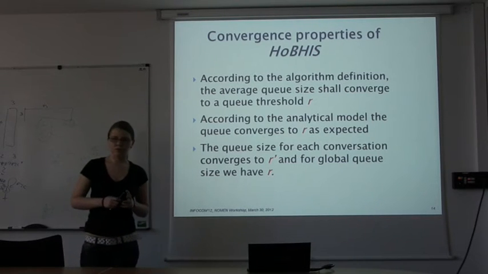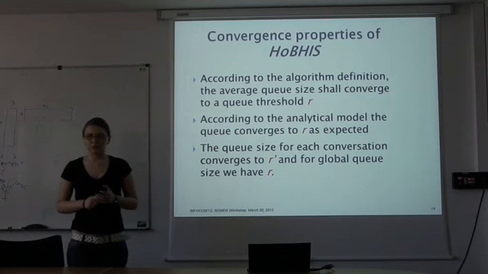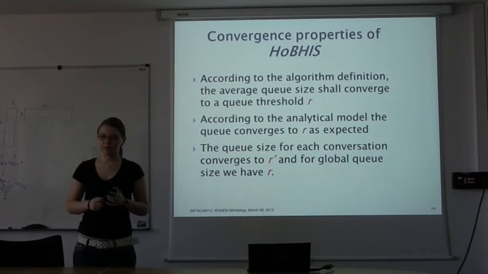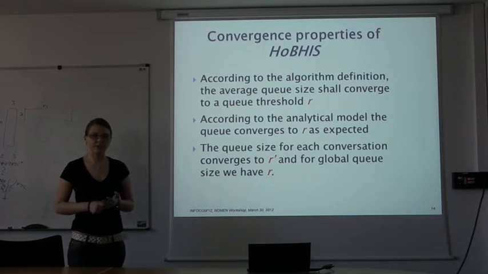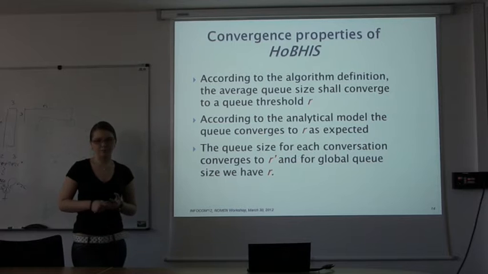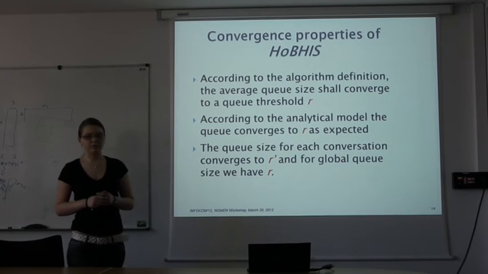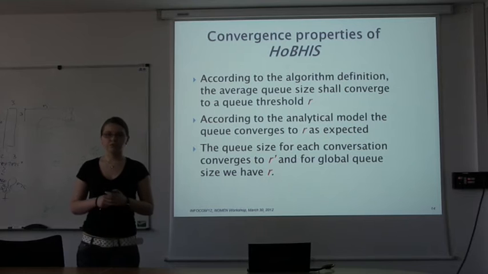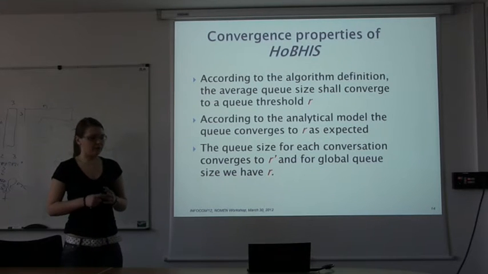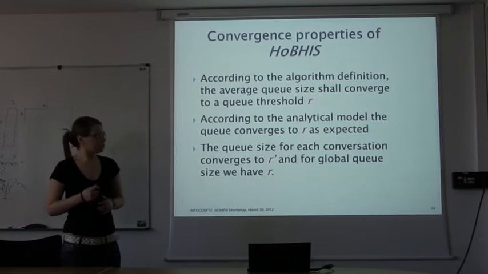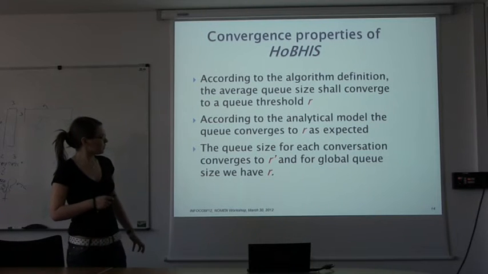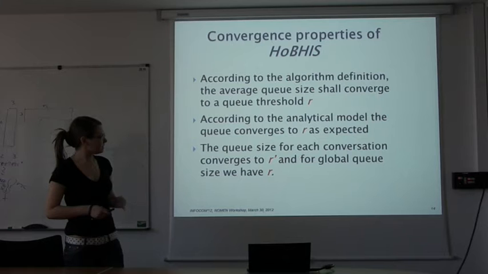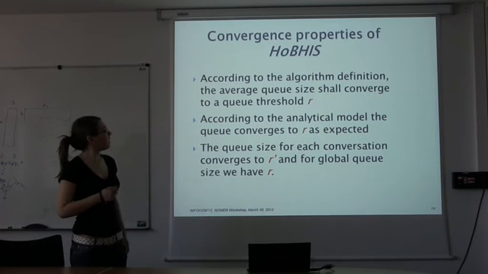According to the goal of our algorithm, the queue size should converge to the threshold r. And according to the analytical model that we have developed in our paper, the queue converges exactly to r. For the multi-conversation case, the queue of each conversation converges to r prime, and the total queue length converges to r. So in the analytical model, the mechanism works fine.